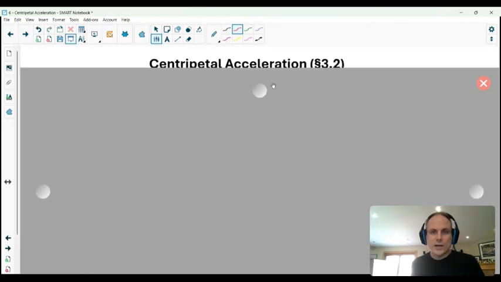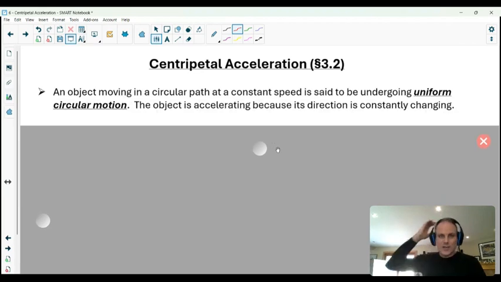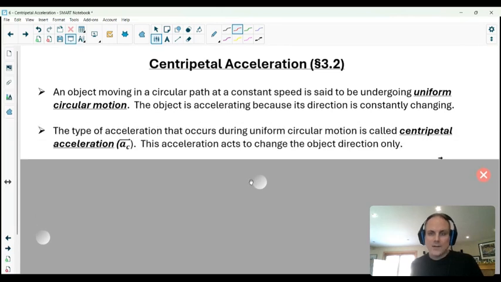So first of all, you can find this stuff in chapter 3.2 in your textbook. But an object that's moving in a circular path at a constant speed, we say that that's undergoing uniform circular motion. So constant speed in a circle, we call it uniform circular motion. But it is accelerating because the direction is changing as it goes around that circle. So it is still accelerating. We have a special name for this type of acceleration. We call it centripetal acceleration, and we use a subscript c, a_c, to show centripetal acceleration, where we only have the direction changing.